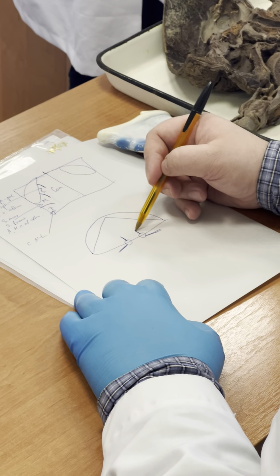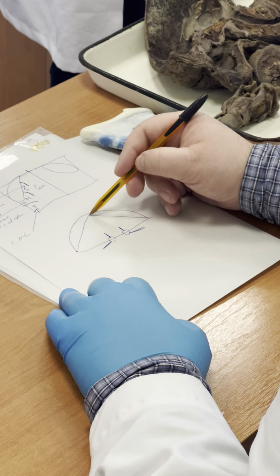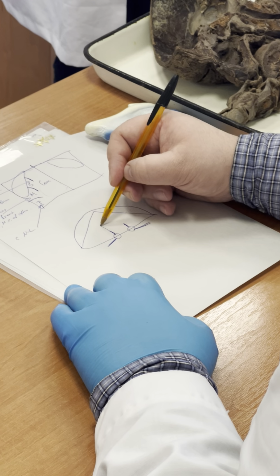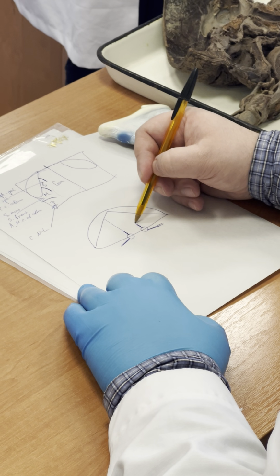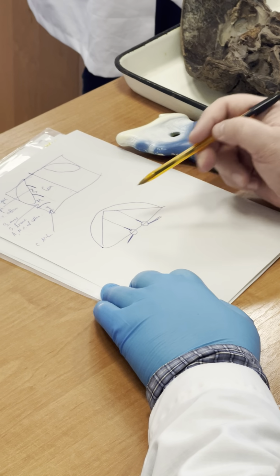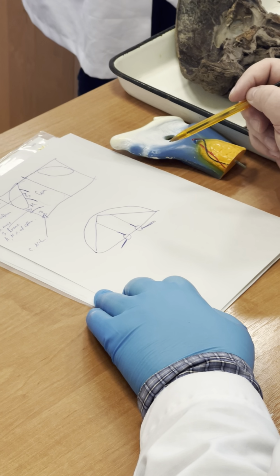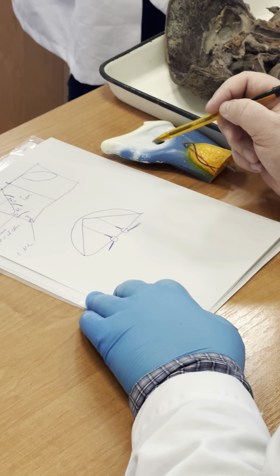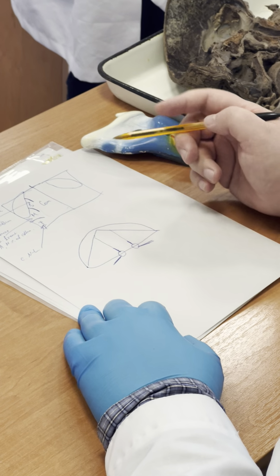Between the vocal process and the inner surface of the thyroid cartilage, we have the vocal ligament, and together with the mucous membrane, it makes the vocal fold, plica vocalis. And now some words about muscles.